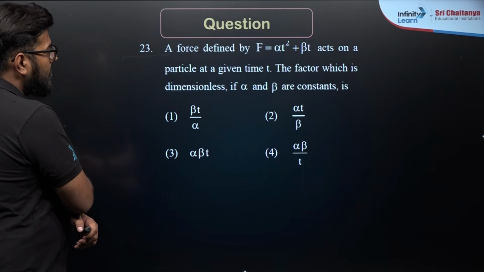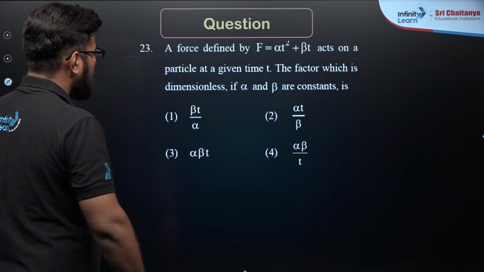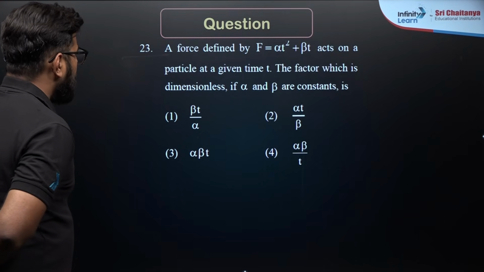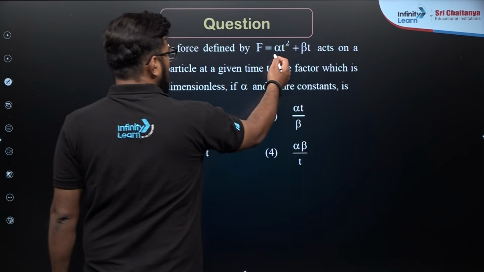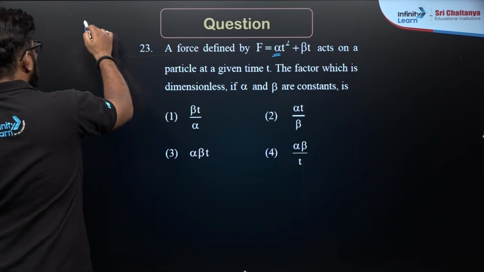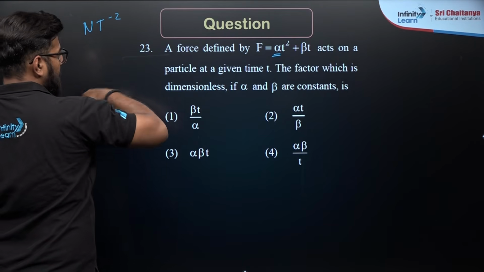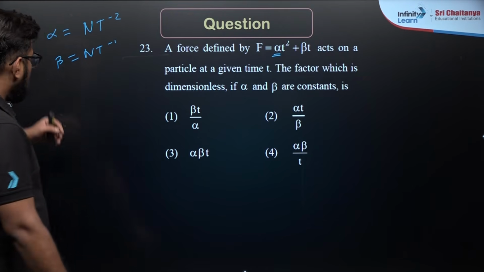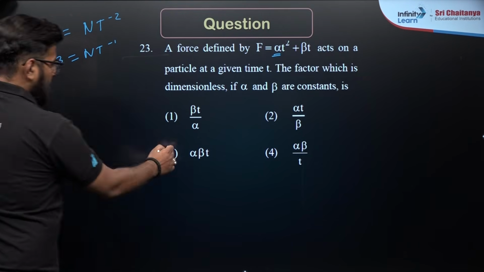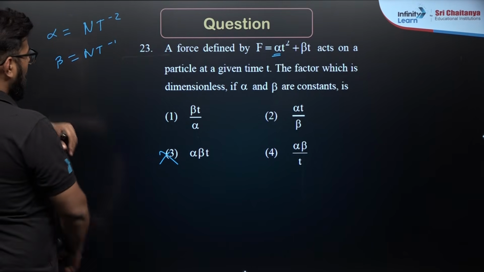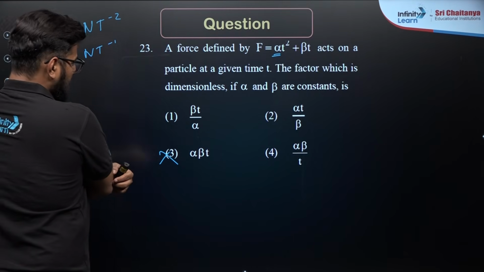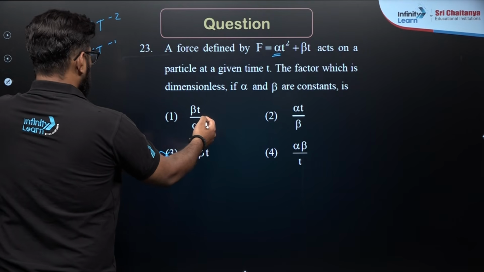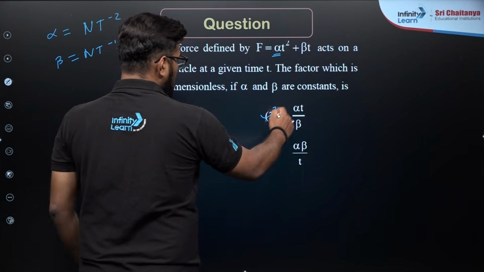The force defined by F equals alpha t square plus beta t acts on a particle at a given time. The factor which is dimensionless if alpha and beta are constants. Okay, so alpha will have the dimension which will be equal to Newton into t raised to the power minus 2, and beta will have the dimension which will be equal to Newton into t raised to the power minus 1. So yes, undoubtedly alpha upon beta should be there, correct, and you will have alpha upon beta upon t, alpha upon beta or beta into t, sorry, alpha into t. Yes, option number 2 will be correct.